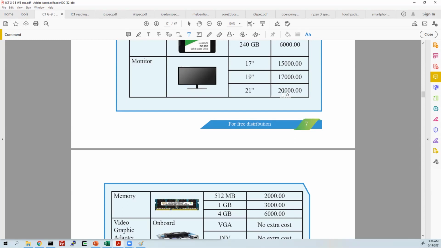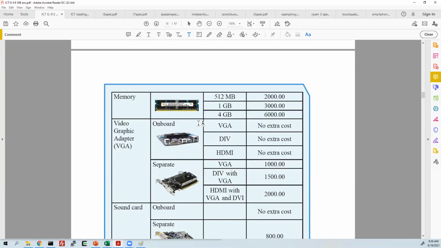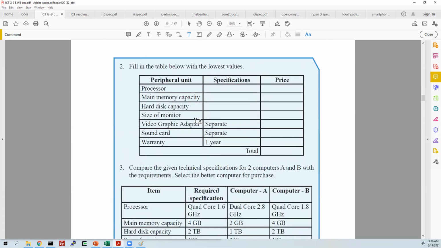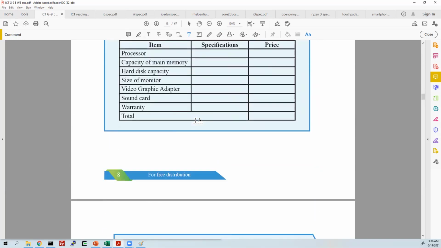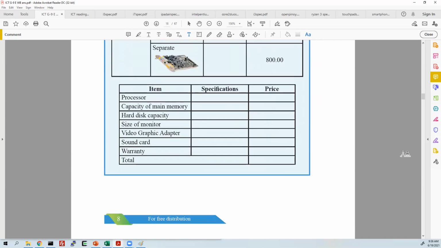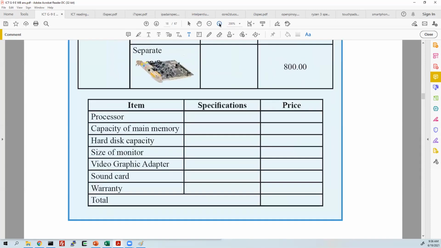Okay, I got the answer from Dhananji and Netmi. Right now you can fill the table. We'll go back to the table. Yes, now you can fill the table. Size of the monitor. Put here whether you are selected, what is the size, 17, 21 and so on. And then put the price here.